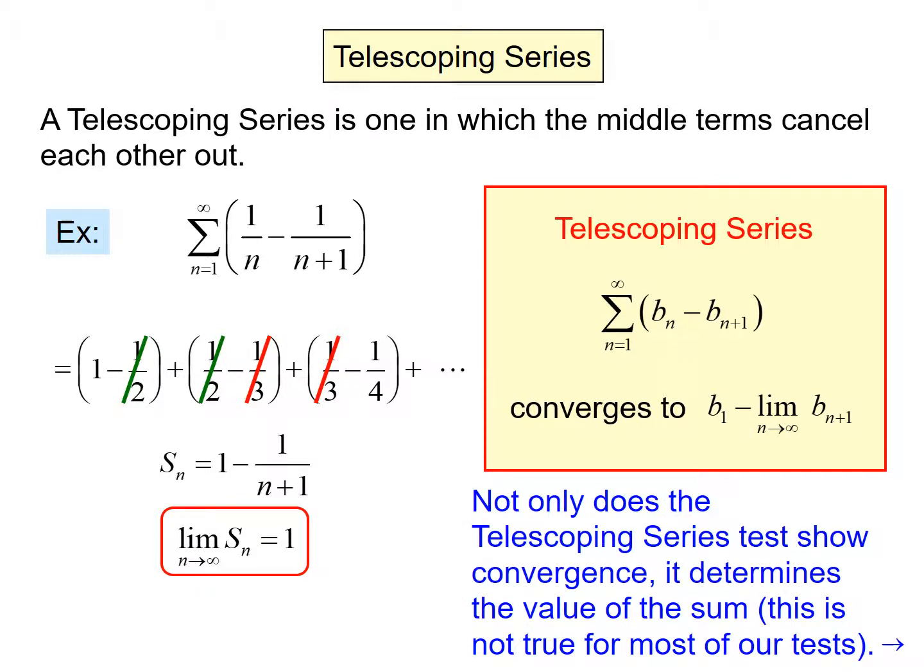So a telescoping series, just like the geometric series, not only tells us if the series converges or diverges, but what it converges to. And you'll see as we get further along here, not all tests are that powerful. Not all tests can necessarily tell us what something converges to. They can often just tell us if it converges or not.